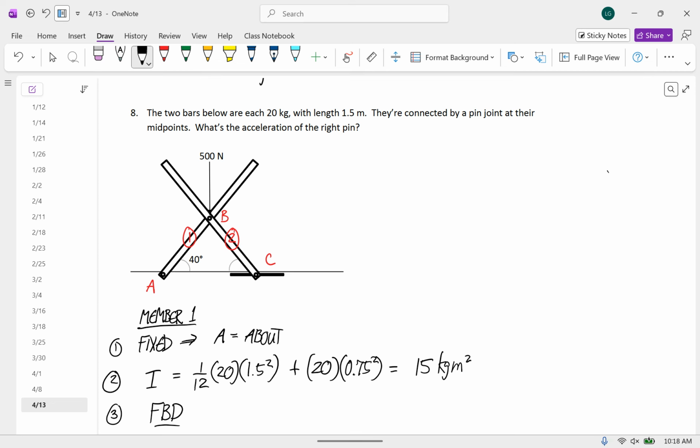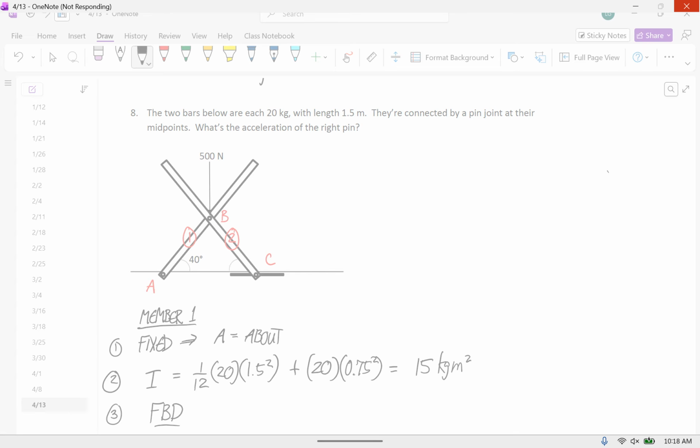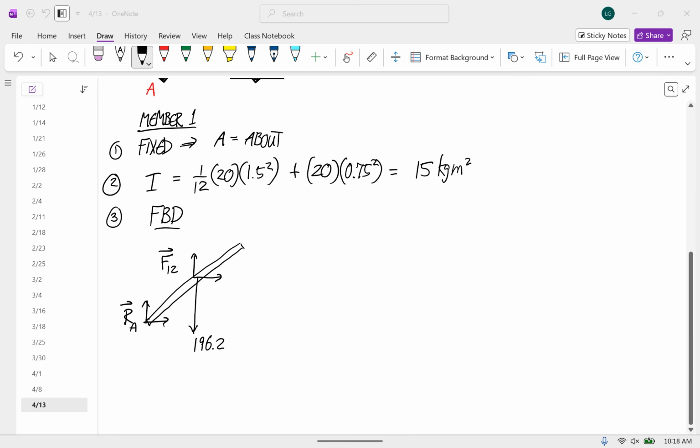Wouldn't that just build off the gravitational force? So, yep. And so we have a 500 Newton force there. If you put it on the other member instead, there's no problem with that. In the end, you'll get the same stuff.